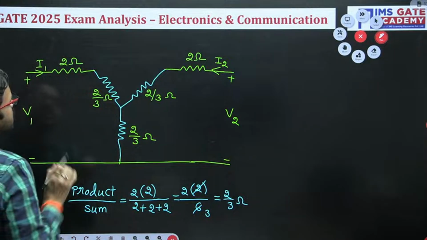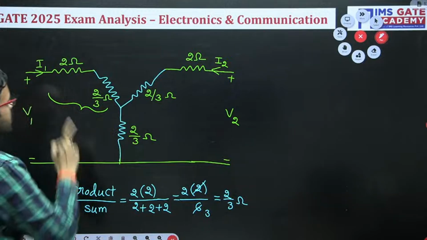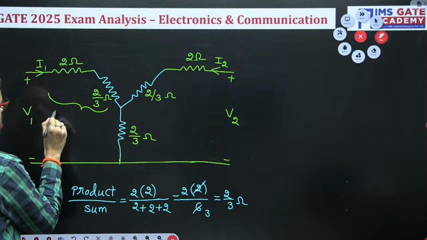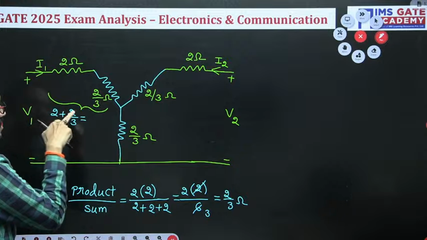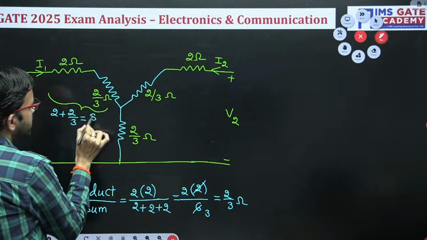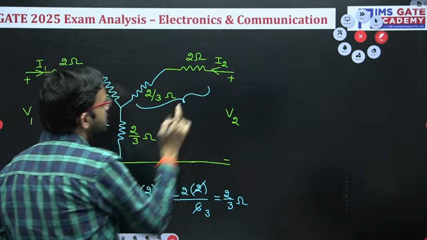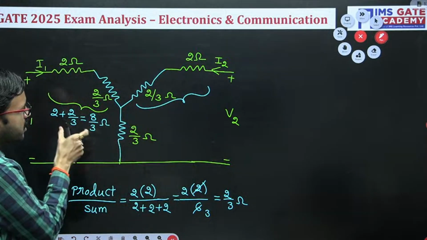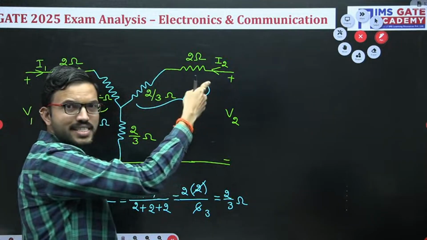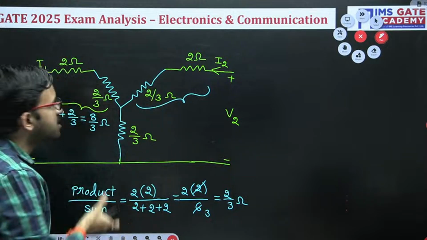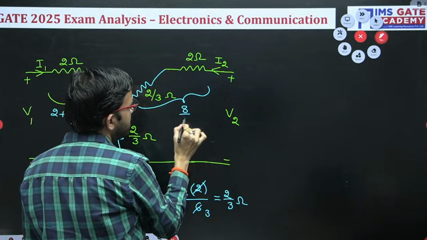Just observe, these two resistors are connected in series, so we can add: 2 plus 2 by 3. 2 plus 2 by 3 is nothing but 3 twos are 6, 6 plus 2 is 8, so you get 8 by 3 ohm. Similarly here also the same calculation. Once again these two resistors are connected in series, and the values are exactly the same, so the same answer, 8 by 3 ohm.